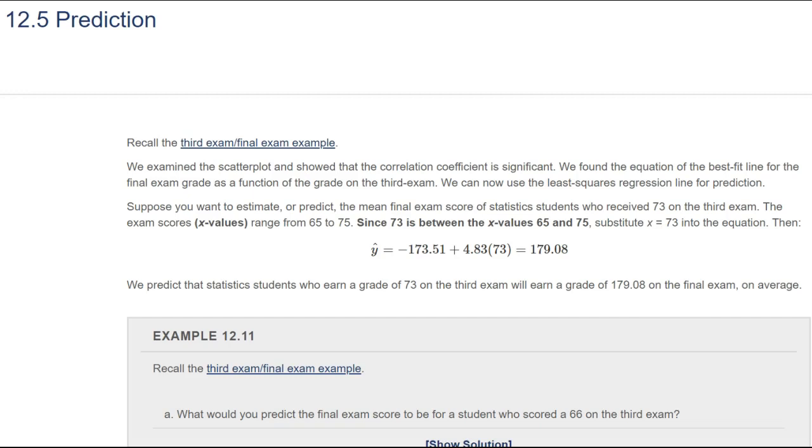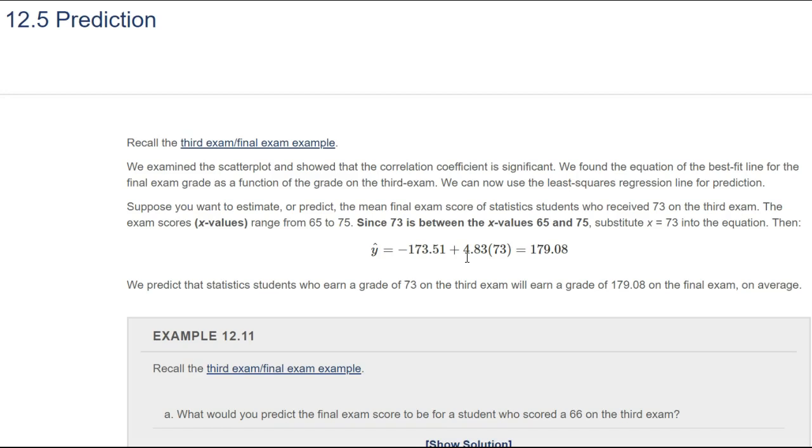So let's look at that good old example of our third exam and final exam. We came up with a linear regression line of y hat equals negative 173.51 plus 4.83 times x. That was our generic line. Now what we can do is, for any value we want x to be, we can predict what score the student will have on their final exam. It is just a prediction. Again, it doesn't mean that the student will score that. It just means it's a prediction.